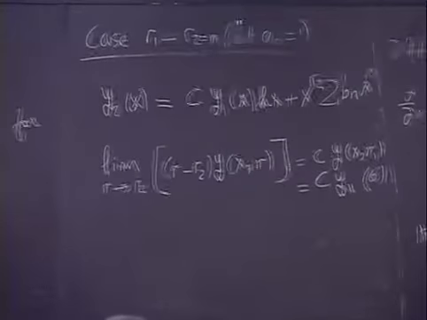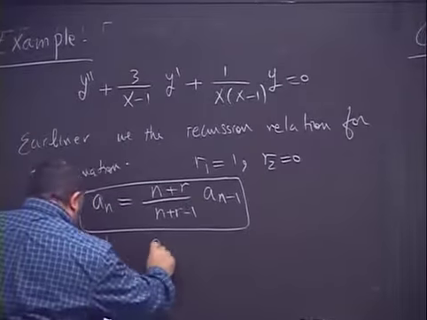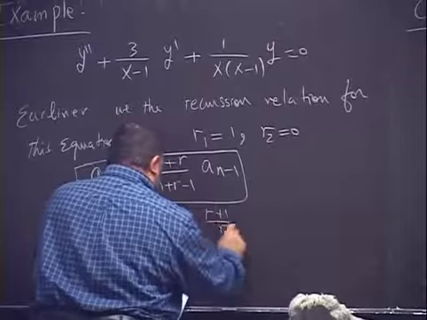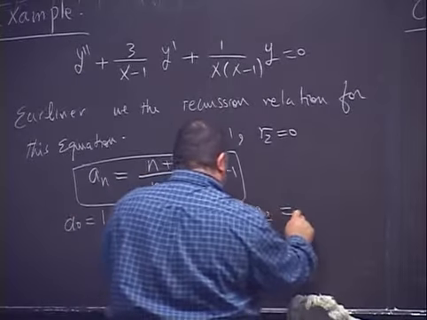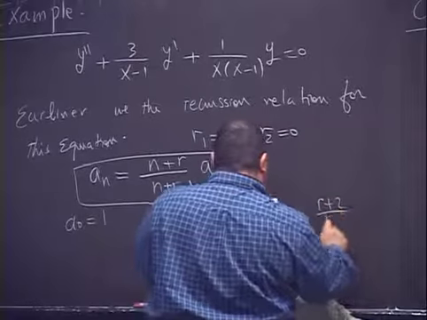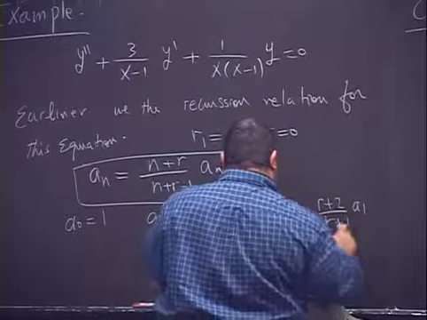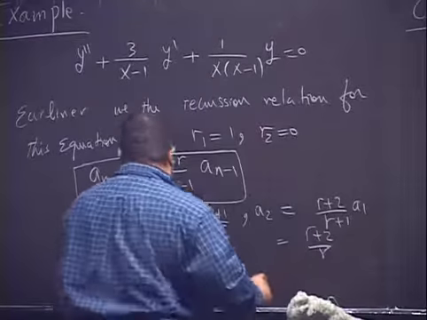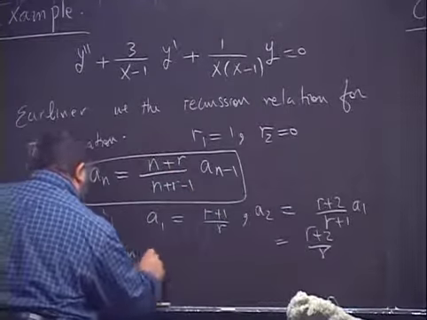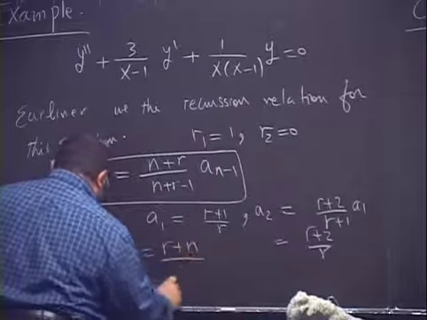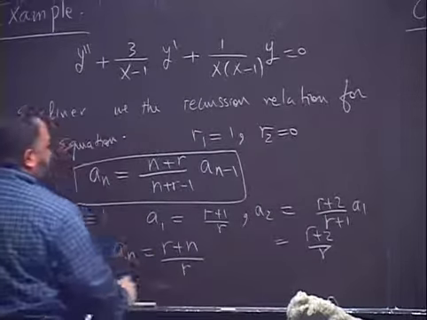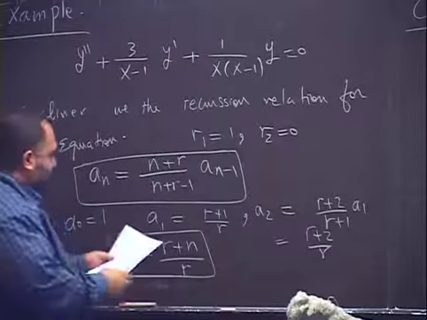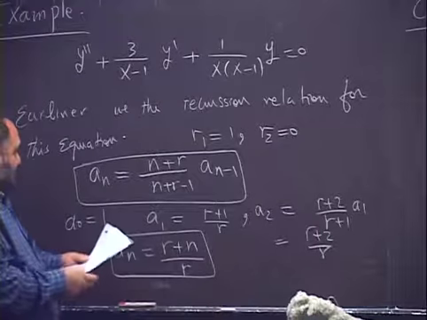So taking a0 equal to 1, we got a1 equal to what? (r plus 1) over r. a2 equal to (r plus 2) over (r plus 1) multiplied by a1, which is equal to (r plus 2) over r, and so on until you get a_n equal to (r plus n) divided by r. Okay, guys?